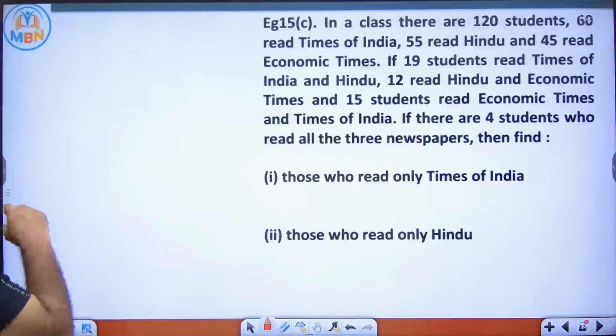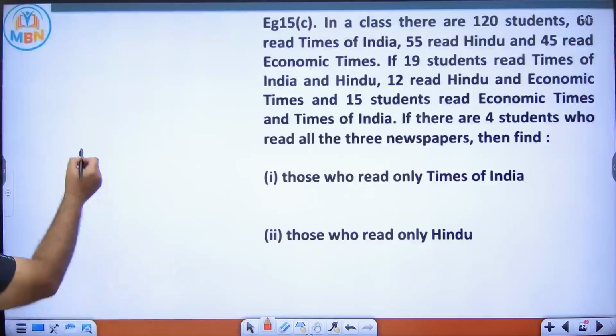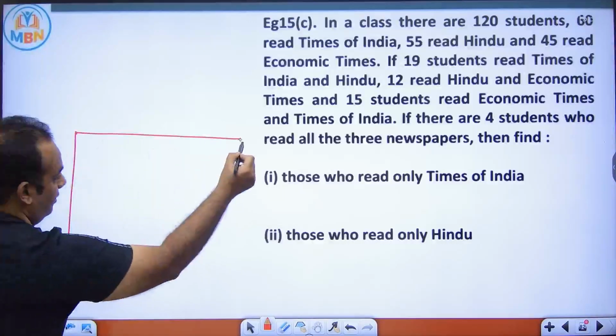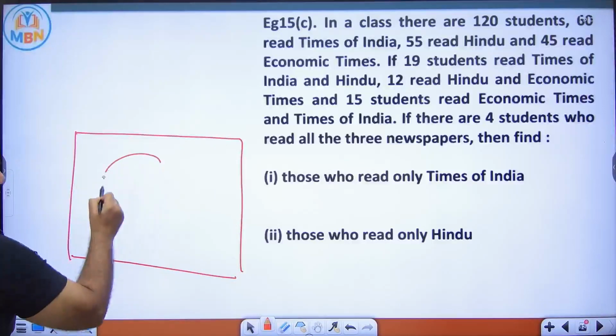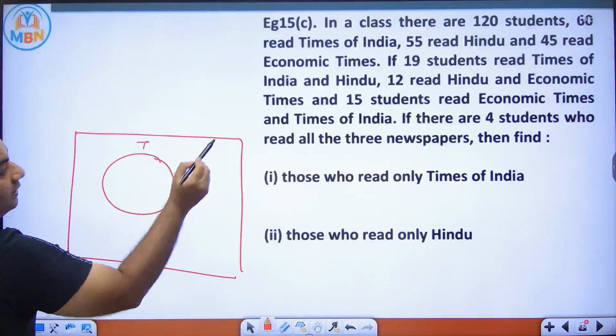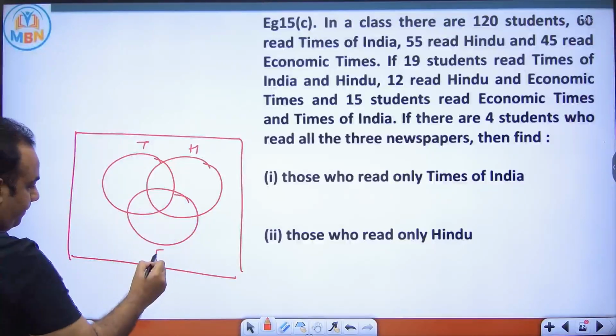Now see, I'm just writing the data first and then we'll make the diagram. So please be very careful. I'm making the diagram here also. They have given you 3 newspapers. This is the first circle, Times of India. Second circle is Hindu. And the third circle is Economic Times.